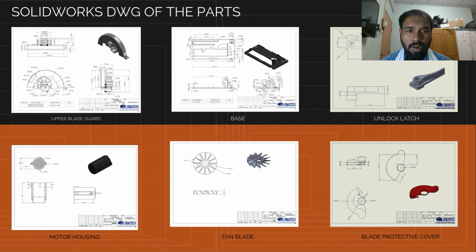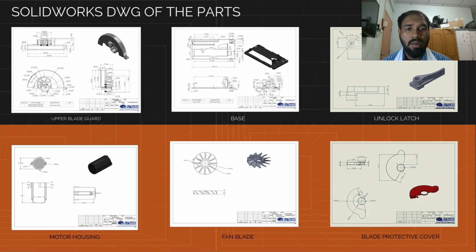This slide shows the 2D engineering drawing (DWG) generated from the SolidWorks 3D models. These drawings are important because they are used for manufacturing, inspection, and assembly. First, the upper blade drawing. It includes front, top, and side views, along with key dimensions such as overall size, thickness, and mounting location. This ensures the part can be manufactured accurately.